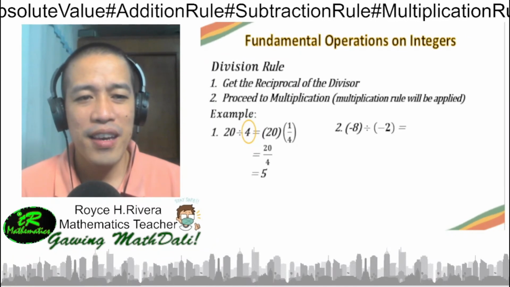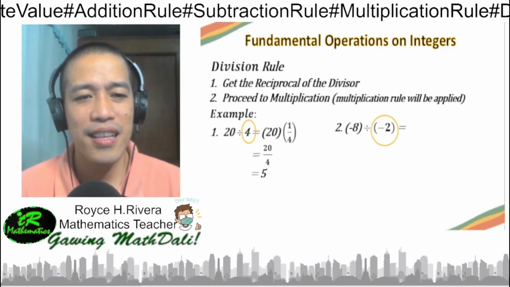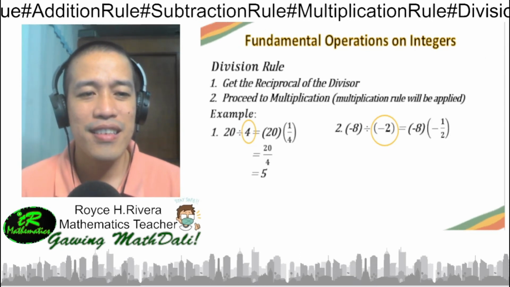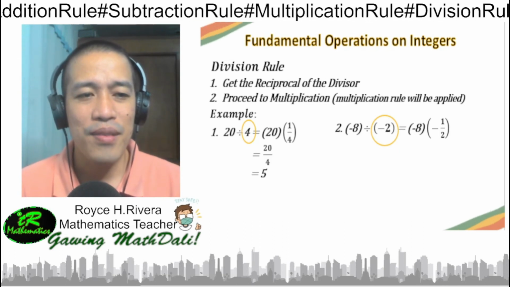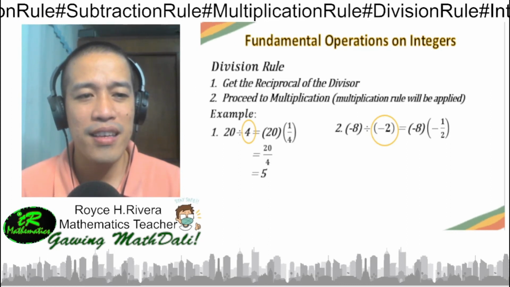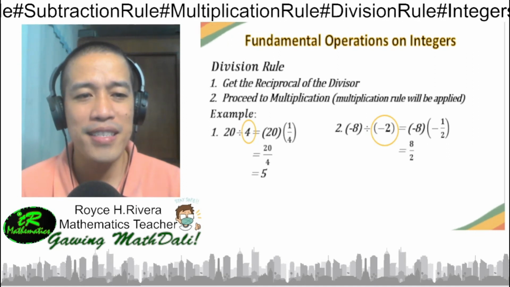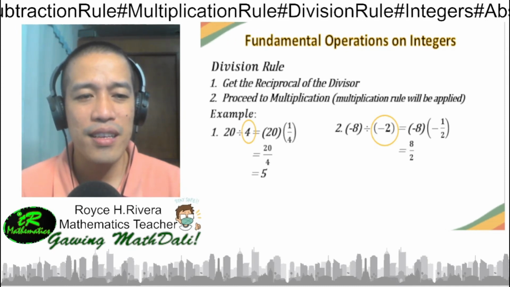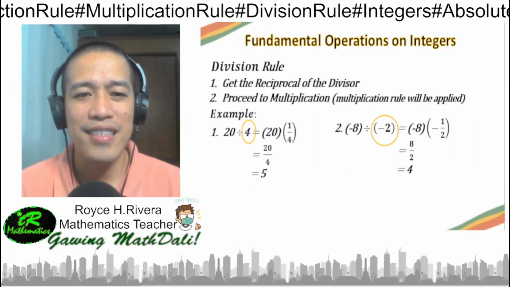Example number 2, we have negative 8 divided by negative 2. Our divisor is negative 2. We get its reciprocal, then proceed to multiplication. We will have negative 8 times negative 1 over 2 or negative 1/2. So we multiply, both are negative, so the product is positive. The product is 8 over 2. Then we simplify. We have 4 as our answer.